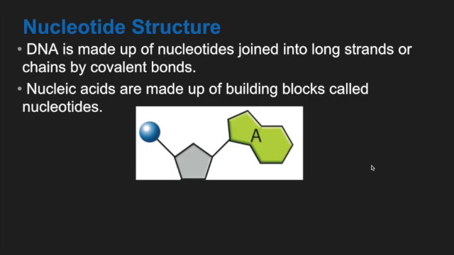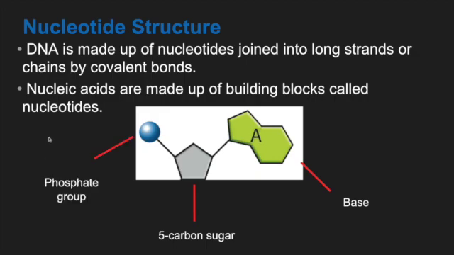So DNA, how does it look? DNA is made up of a nucleotide structure. We have a base, we have a 5-carbon sugar, and we have what's called a phosphate group. So the DNA is made up of those nucleotides that are joined into long strands by what are called covalent bonds. These nucleotides are the building blocks of our nucleic acids, okay? So that is basically the structure.